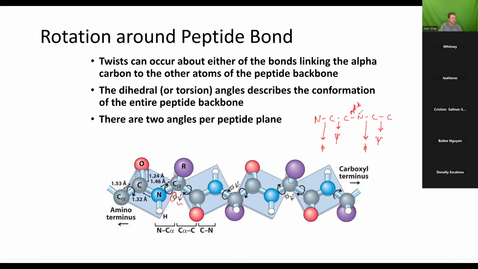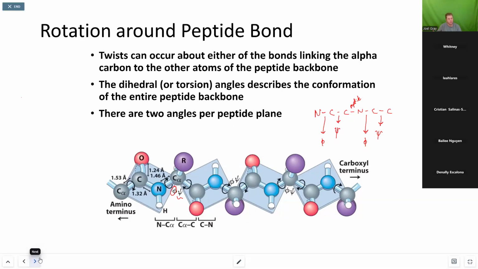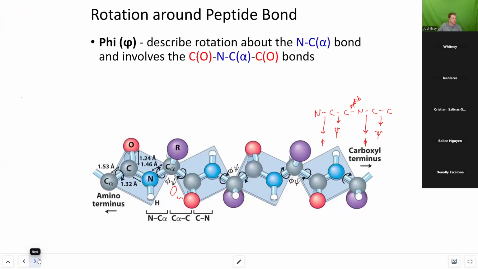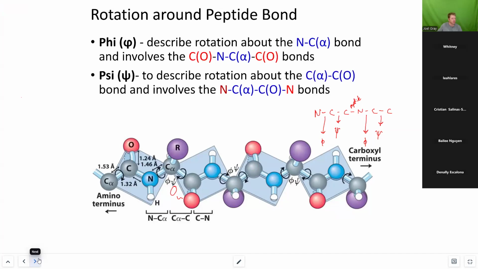Now, this rotation and these angle combinations are really important because we can use them for predicting structures. So here are our definitions. Our phi angle describes the rotation about the N to C bond, and our psi is our C to C. Our phi is N to C alpha, and our psi is C alpha to carbonyl.